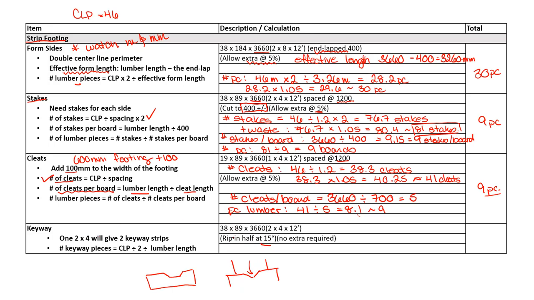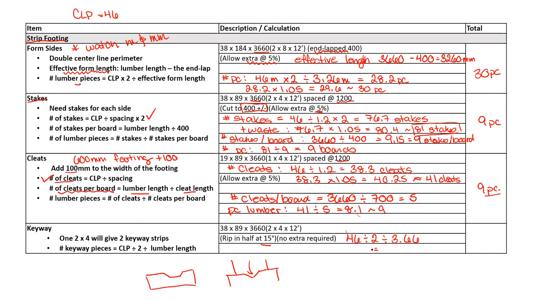So it says, if we're going to rip them in half at 15 degrees from one piece of 2x4, you can get 2 keyways. So to get the number of pieces of lumber, you take your perimeter and divide it by 2, because one 2x4 would give us enough for two perimeters. So we just say, okay, the lumber for half the perimeter would do the whole perimeter. So we're going to do 46, divide it by 2, and then divide by the length of our lumber, which is 3.66. Get the millimeters out right.